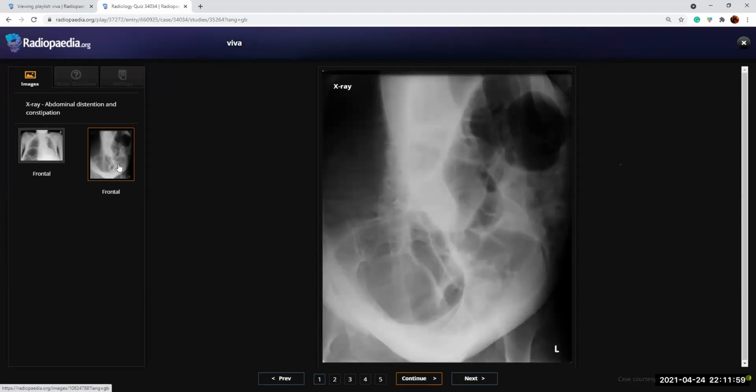Okay, so on these X-rays, I can see that the gas-filled viscus extends all the way from the right iliac fossa, so this appears to be a dilated colon all the way. I'm trying to visualize the hernial orifices to see if there is some form of incarcerated hernia which is causing this kind of obstruction.